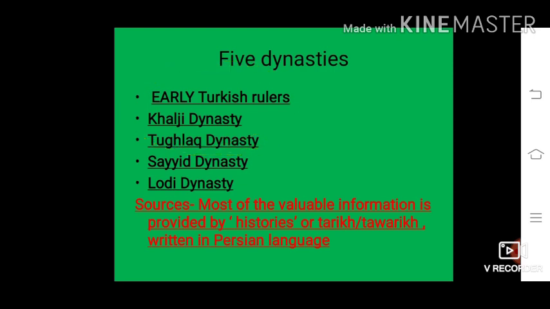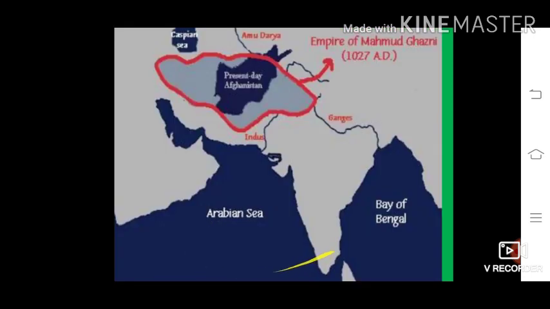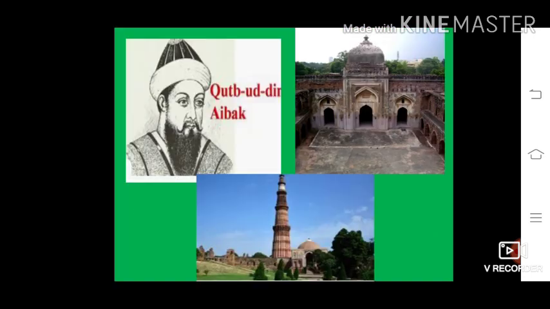Students, now this is also important. Sources. What are the sources? Most of the valuable information is provided by histories or Tawrikh written in the Persian language. What do you mean by Tawrikh? Tawrikhs are the histories written during the Delhi Sultanate period, and that writing is called Tawrikh, written in Persian language. How did we come to know about these 5 dynasties? From these Tawrikhs, which were written in Persian language. So let us start with our first dynasty, the slave dynasty.